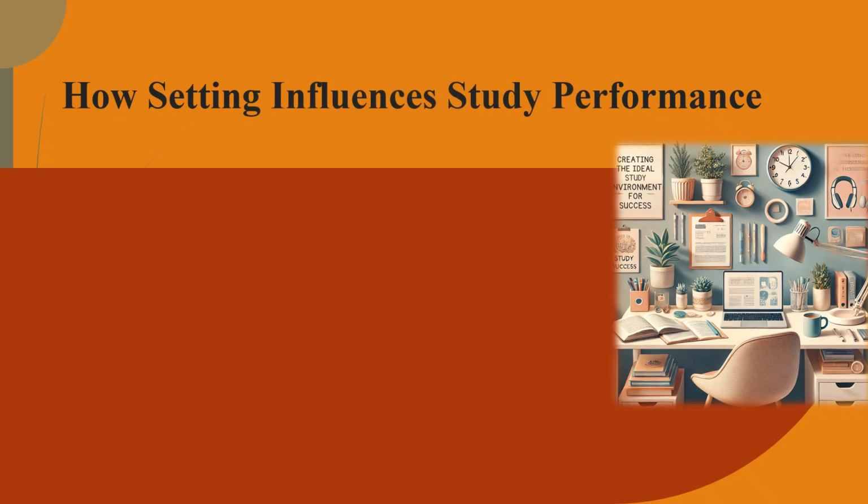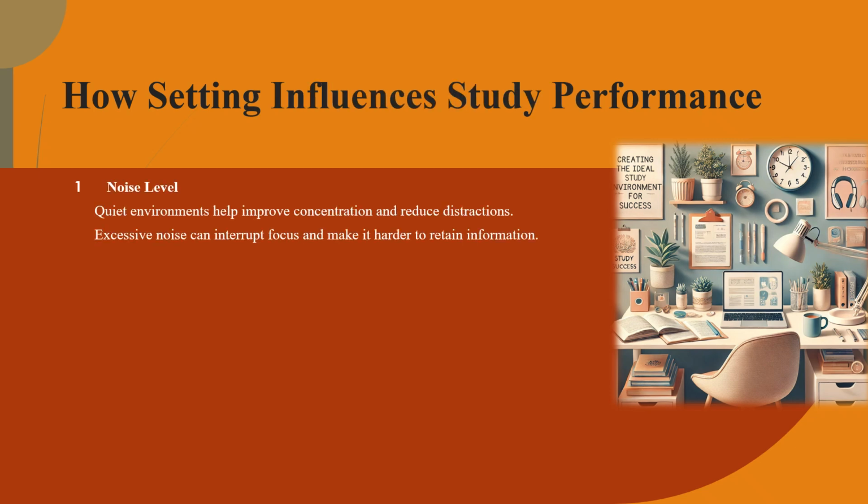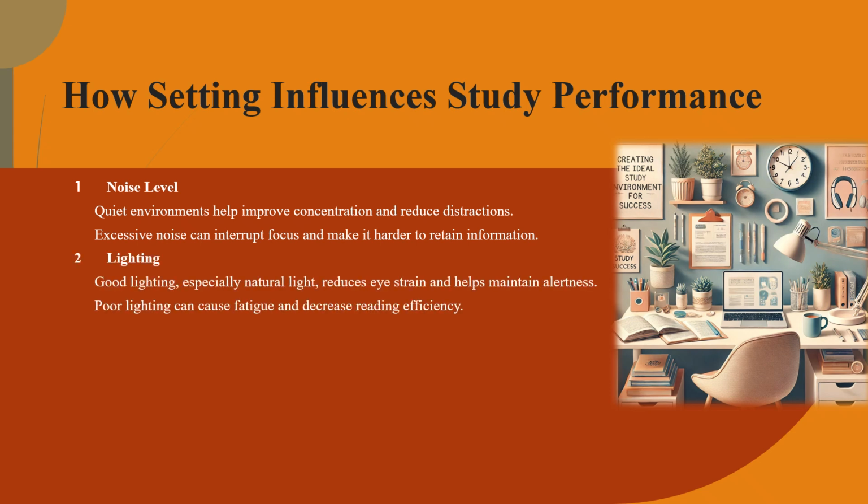Now, how does setting influence study performance? First, the noise level. Quiet environments help improve concentration and reduce distractions, while excessive noise can interrupt focus and make it harder to retain information. Second, lighting. Good lighting, especially natural light, reduces eye strain and helps maintain alertness. However, poor lighting can cause fatigue and decrease reading efficiency.